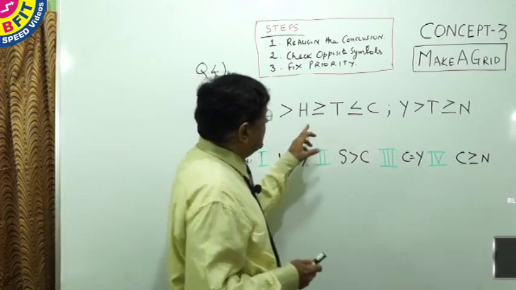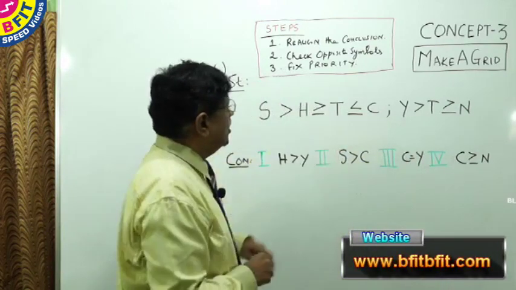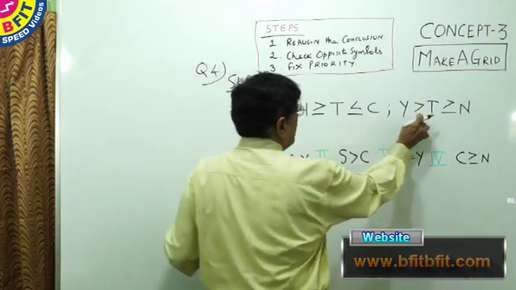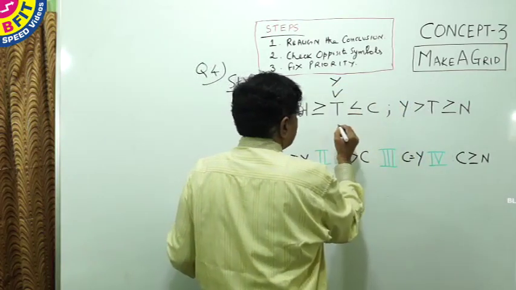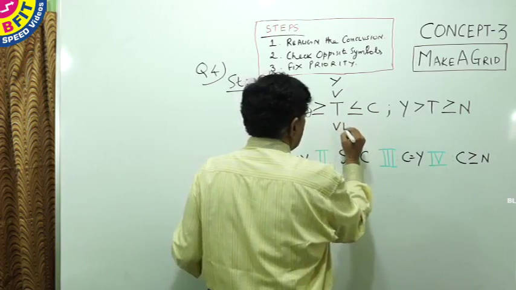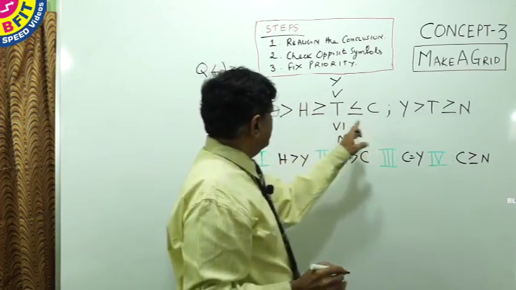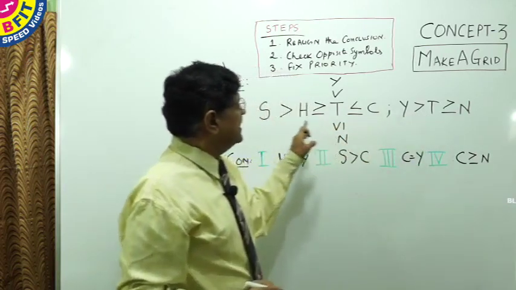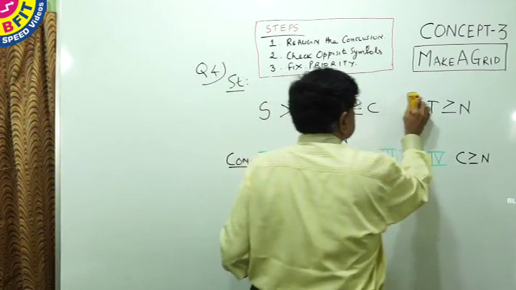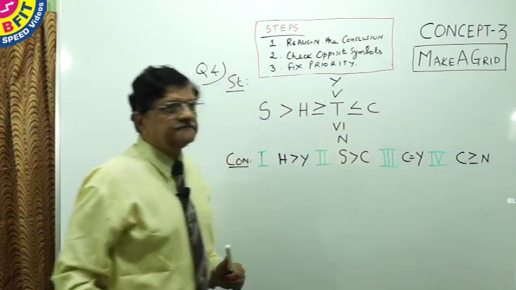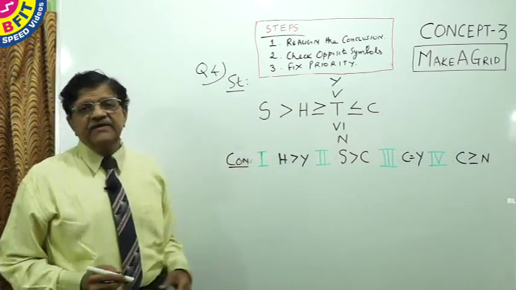Now here, which element is common between these two statements? T is common. So we have to incorporate Y is greater than T, and T is greater than or equal to N. Now we have incorporated this second statement into the first statement. Now we can remove the second statement. Now we will check whether these conclusions are true from this grid we have made.